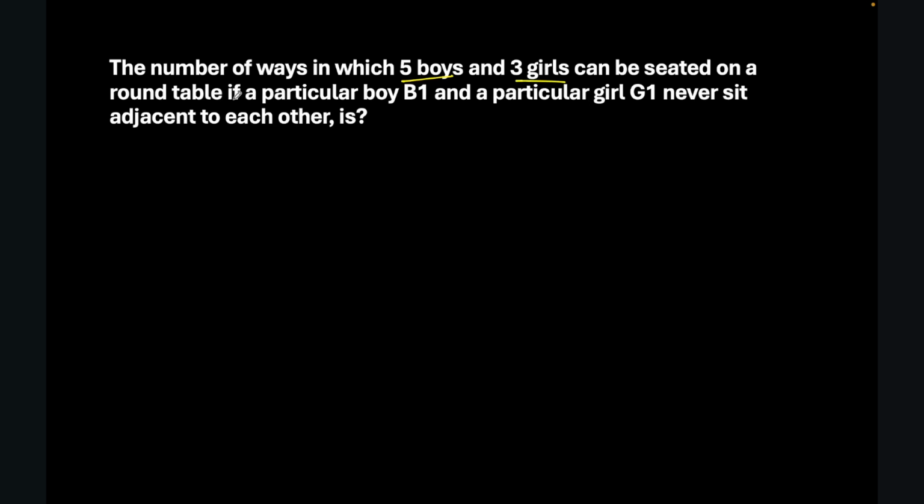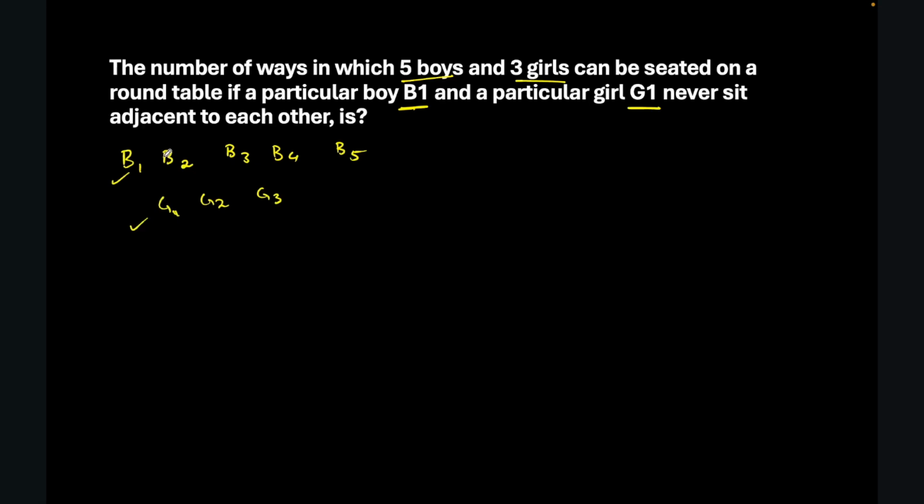Okay, so now the next question: the number of ways in which 5 boys and 3 girls can be seated on a round table if a particular boy B1 and a particular girl G1 never sit adjacent to each other. So let's list it out. Let's list the boys out: B1, B2, B3, B4, and B5, and we have 3 girls, G1, G2, G3. Now, boy 1 and girl 1 can never be together.